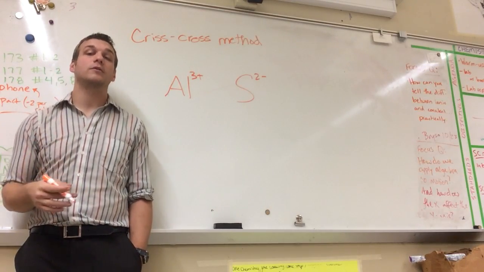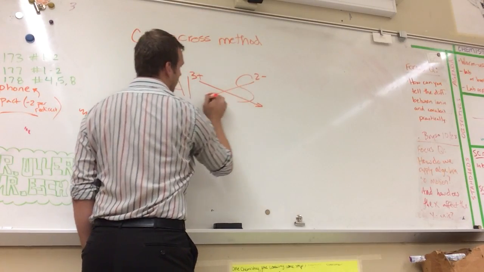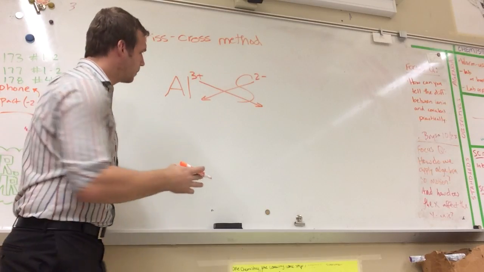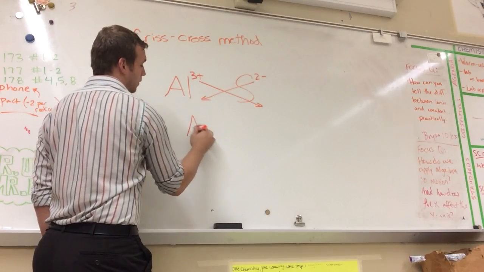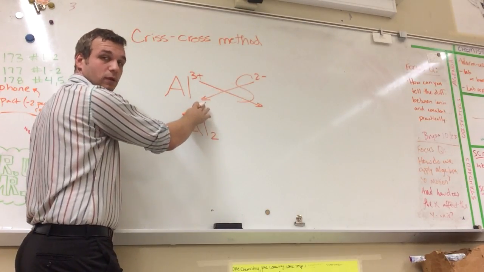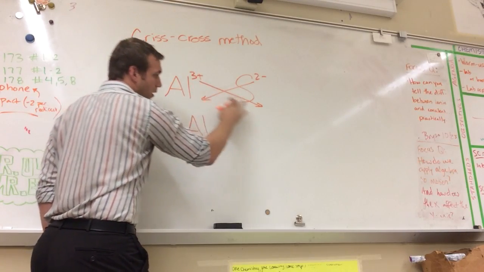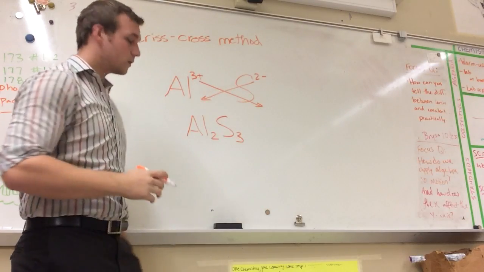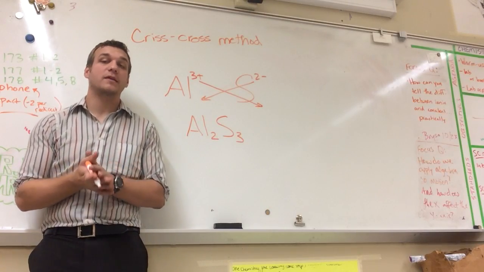And then the crisscross method says that these charges go to the bottom, and let's see what we get. Al, the 2 moves down to the aluminum, and then S, 3+, so the 3 moves down here. So it's Al2S3.